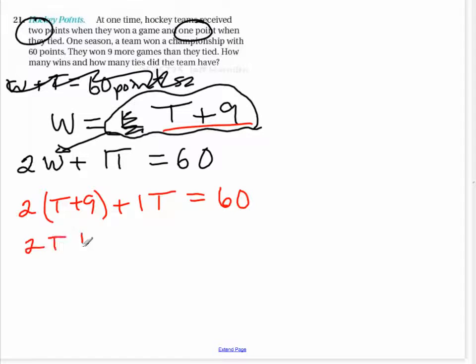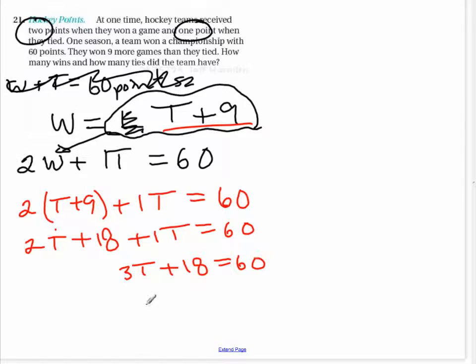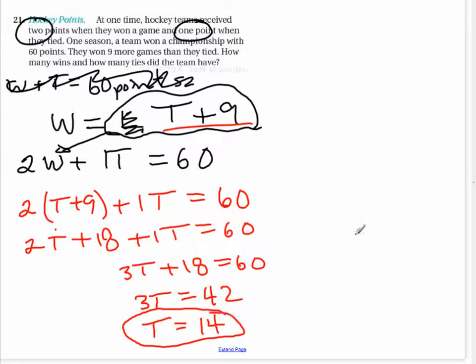So 2T plus 18, plus 1T is 60. And then 2T plus 1T is 3T, plus 18 is 60. So 3T is equal to whatever 60 minus 18 is. I'm calling it 42. And so when you divide both sides by 3, you come up with 14. So the number of ties is 14.